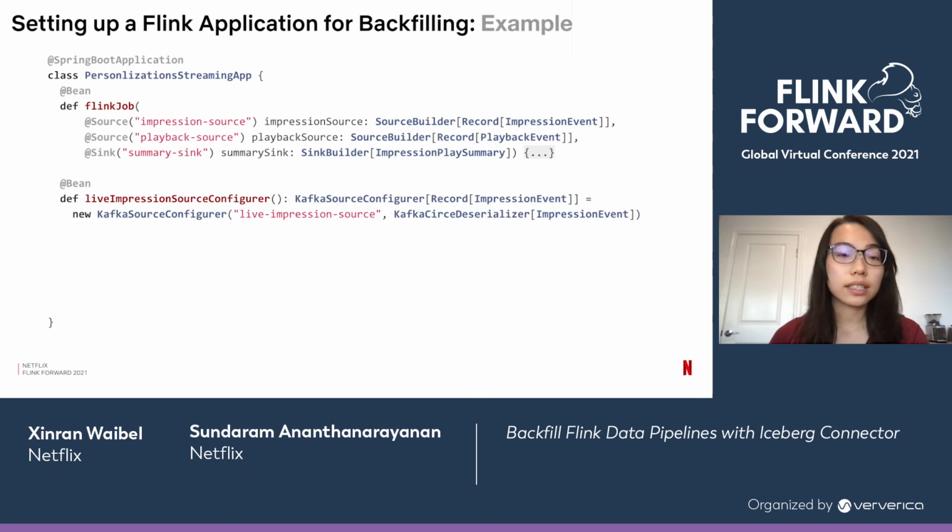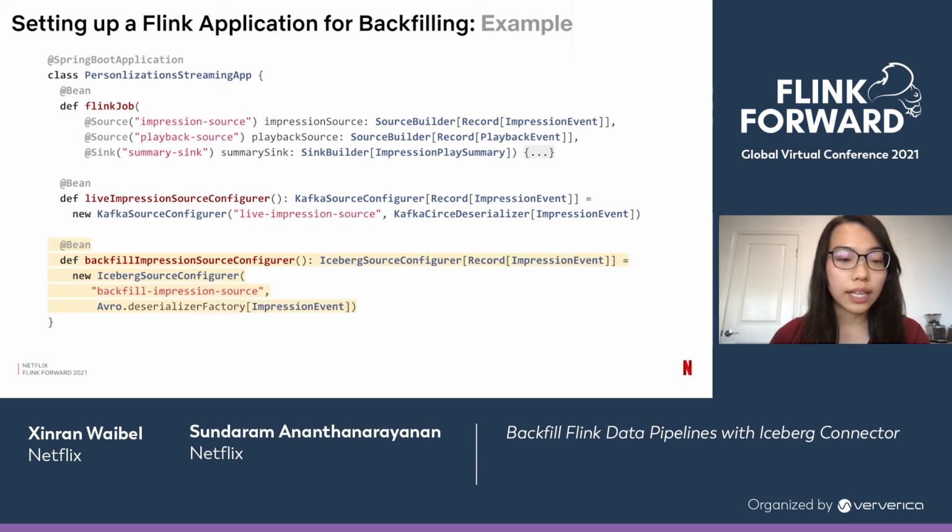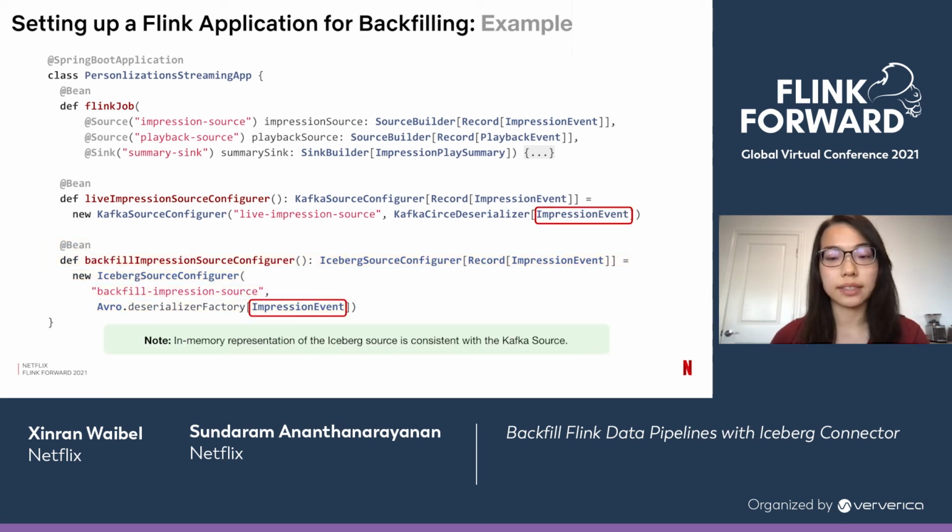Next, let's take a look at the code changes you need to add Iceberg Source to your application. Here is some sample code from the RMI app, and the impression source and playback source are already defined here. All you need to do is add a few lines of code to add Iceberg Source. As you can see, the in-memory representation of the Iceberg source is consistent with the Kafka source, so you don't need to make any changes to the processing steps later.